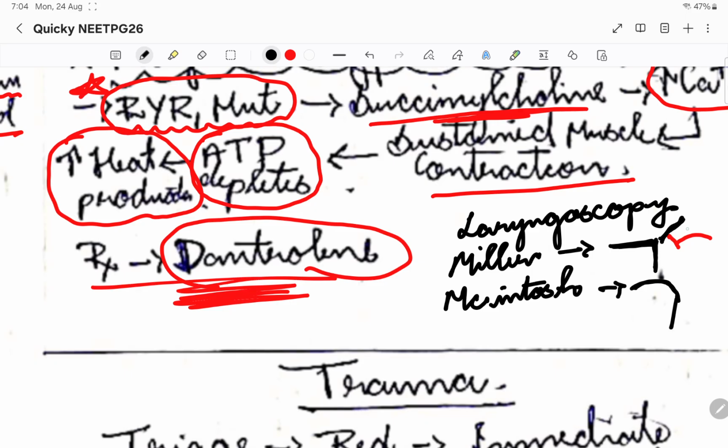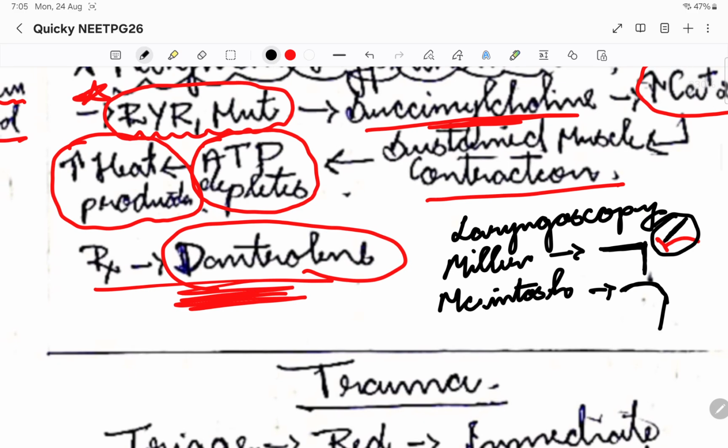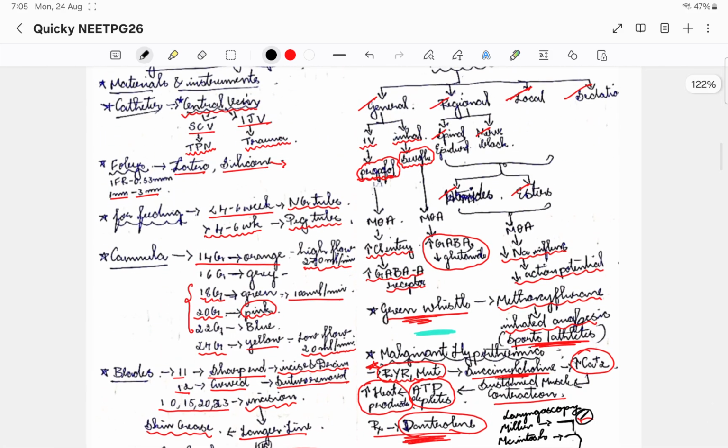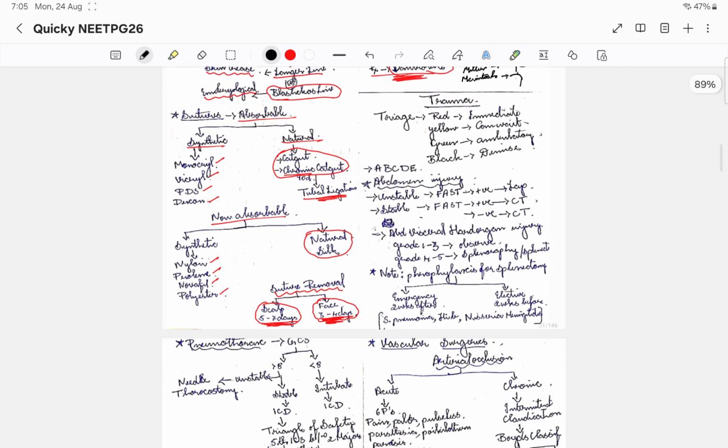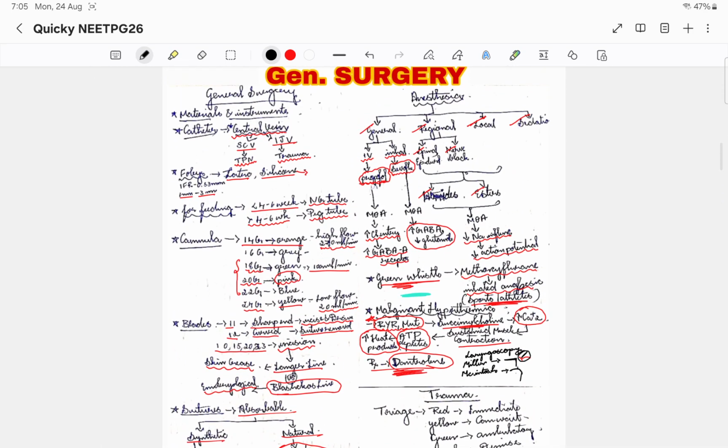But in Macintosh, between the epiglottis and the tongue, we put it in the vallecula, just behind the base of the tongue, and lift the epiglottis and visualize the vocal cord. This is what we usually do in adults, but Miller's we use for kids with laryngomalacia. I want you guys to know this extra point with regards to laryngoscopy.